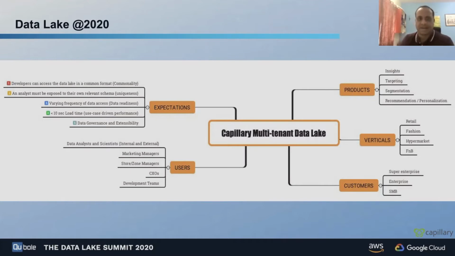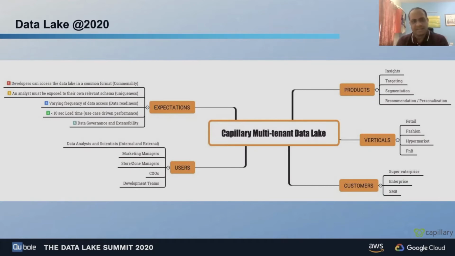The first is developers need to access the data in a common format, which is essentially a commonality across all the tenants. It should be easy for them to connect to the data lake through a domain-specific language rather than trying to learn a particular language like Spark or Presto. And analysts should be exposed to their own relevant schema because they're working for a particular tenant. They would want the schema that is very, very relevant for them to be exposed. They don't care about how the multi-tenant system works.